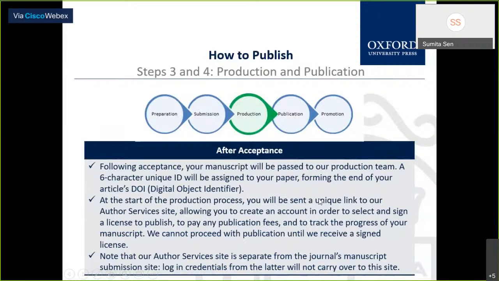And then OUP will send you a unique link to our author services site. They will ask you to create your account. They will ask you to sign a license to publish. And if there are any publication fees involved, you'll have to pay that. And it is from that side, with that account that you have created, you will be able to track the progress of your manuscript.